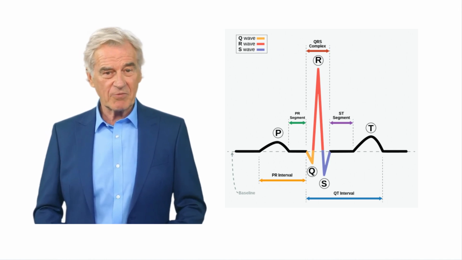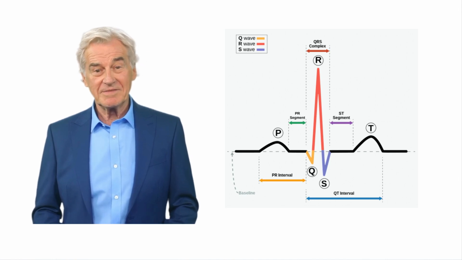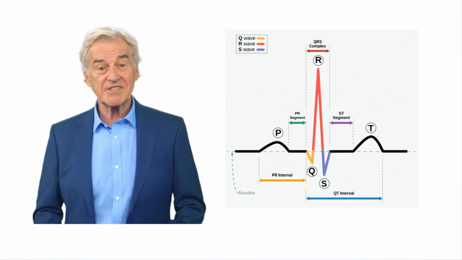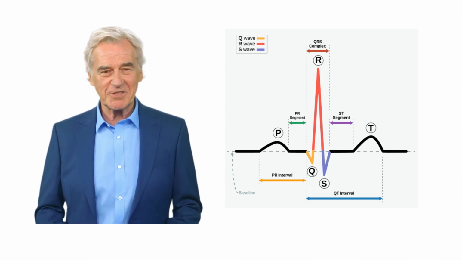The ST segment represents the time between ventricular depolarization and repolarization. It is measured from the end of the QRS complex to the beginning of the T wave and is typically flat or slightly elevated.